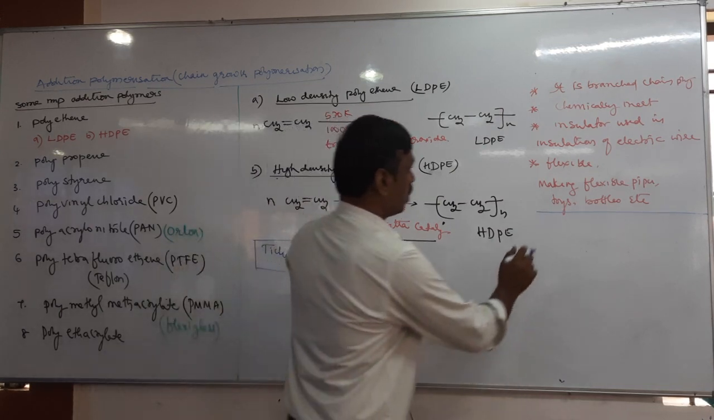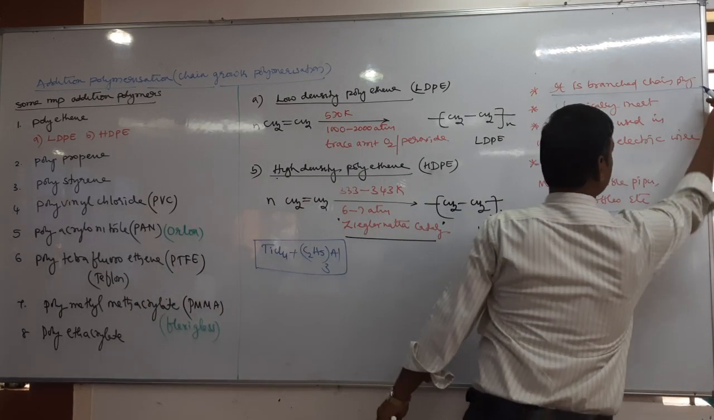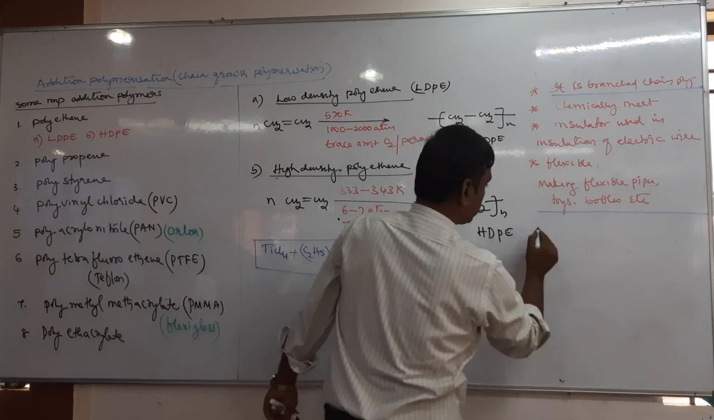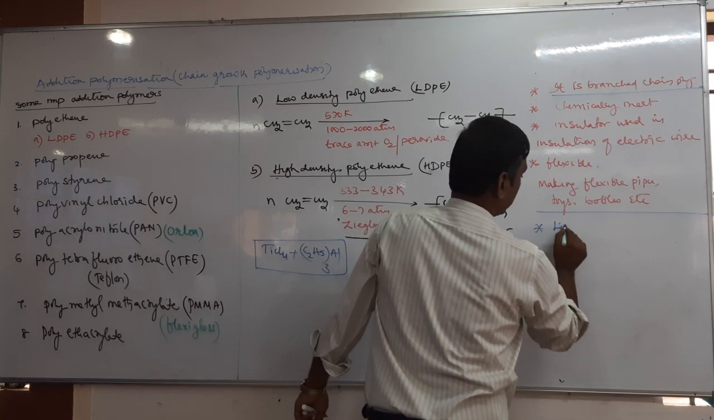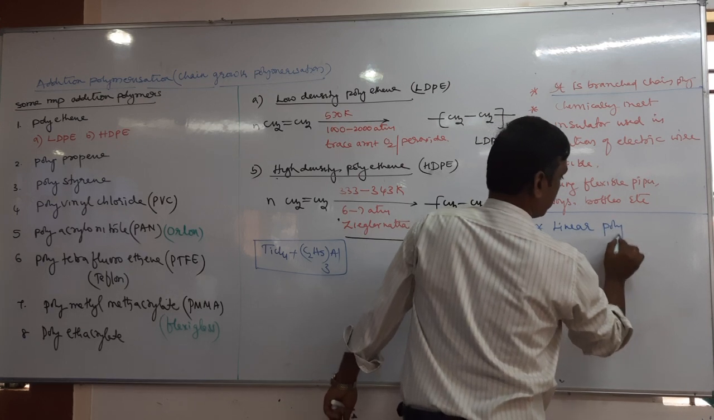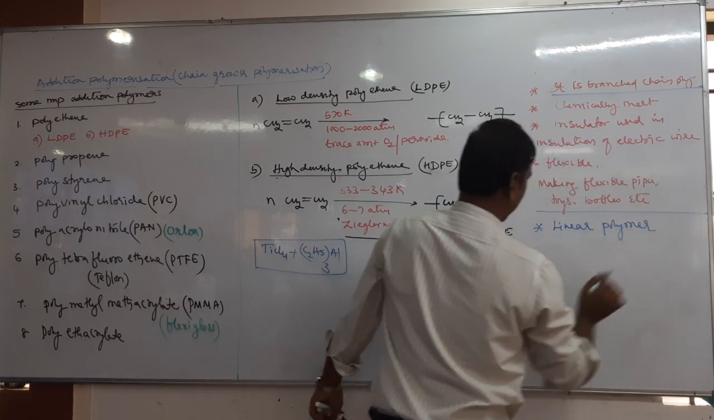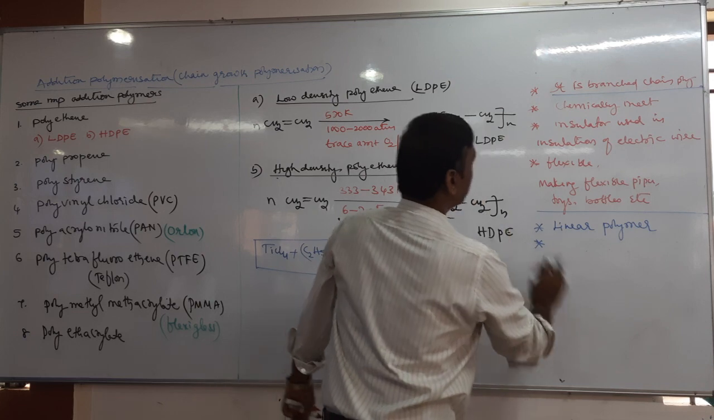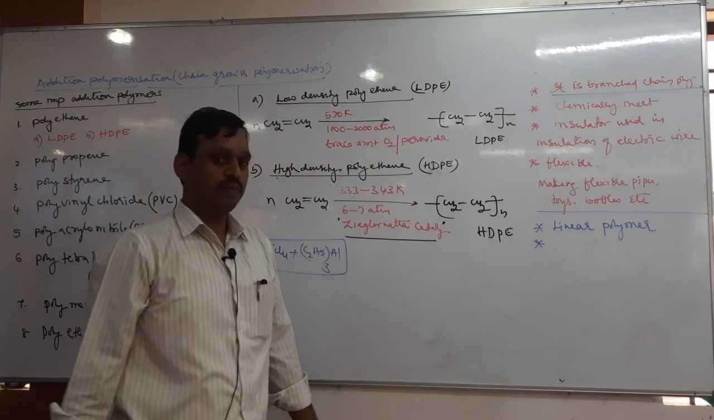Now tell me, LDPE is a branched chain polymer. What about this? It is a linear polymer.